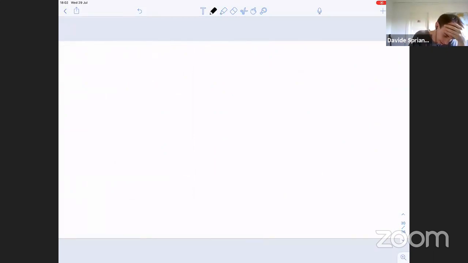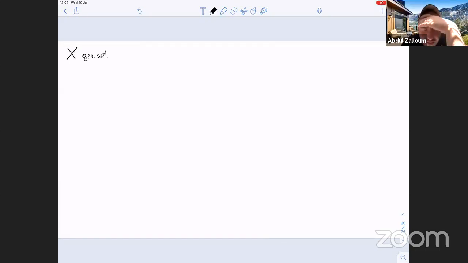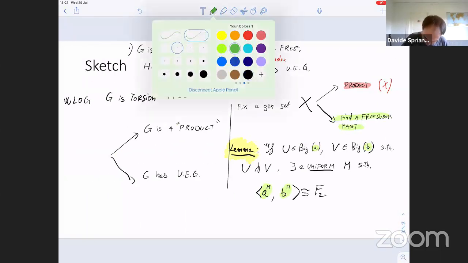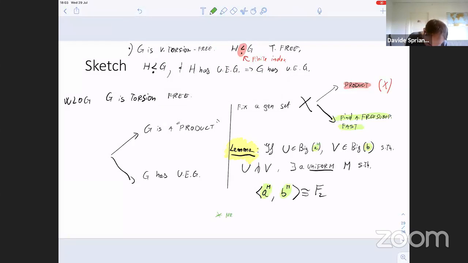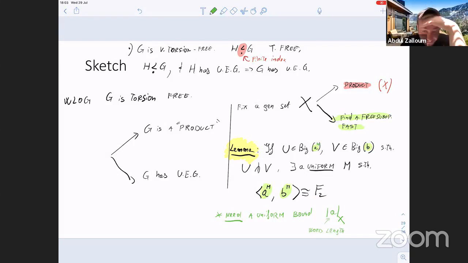So, well, let's do the naive thing. We have a generating set. Just quickly, when you say that A and B are short, you want them to be uniformly short. Yes. Uniform means that it does not depend on A, B, or the generating set. A uniform bound on the length of A and similarly of B with respect to the word length with respect to the generating set X. Okay, this is the word length.